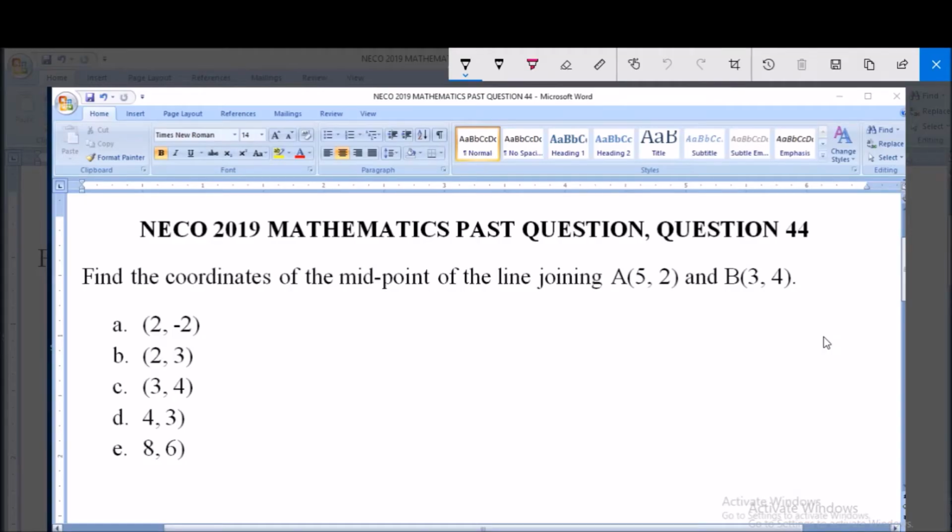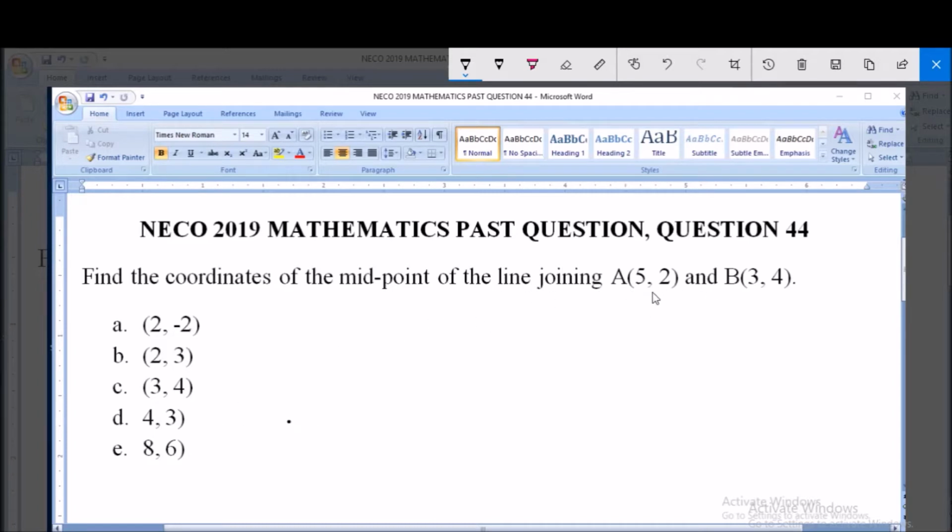Today I'm going to be solving NECO 2019 Mathematics Past Question, question 44. Find the coordinates of the midpoint of the line joining point A, which has a coordinate of 5 and 2, and point B with a coordinate of 3 and 4. Options: A, 2 and minus 2; B, 2 and 3; C, 3 and 4; D, 4 and 3; and E, 8 and 6. Now, we're asked to find the coordinate of the midpoints of the line joining what?